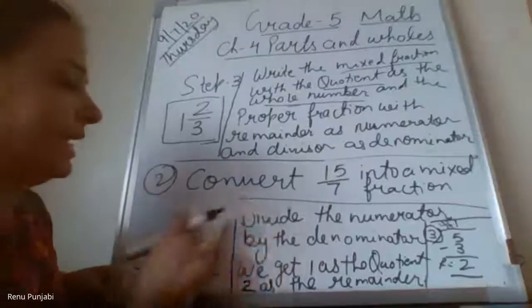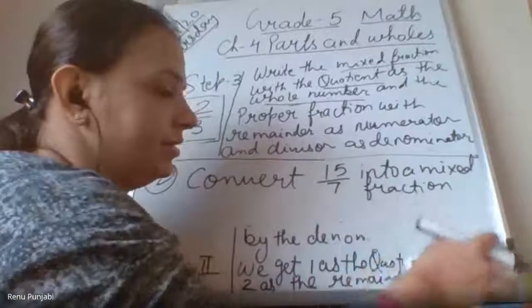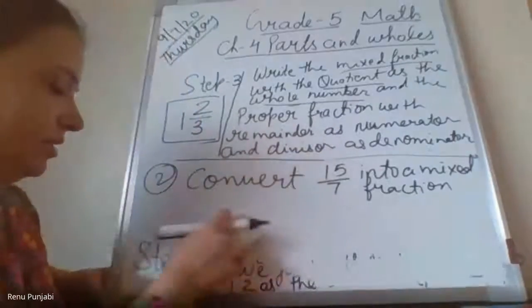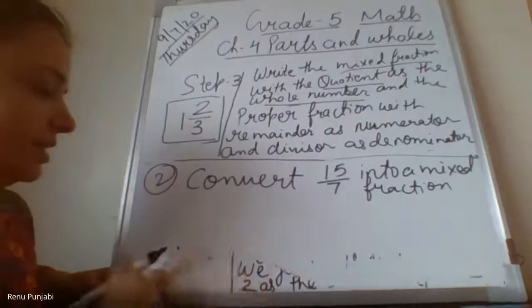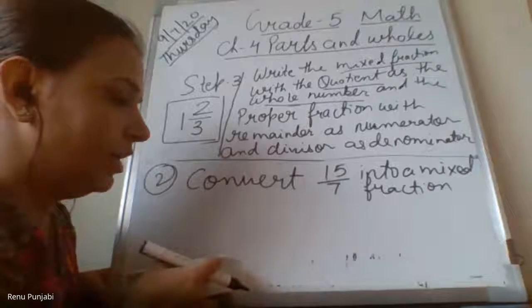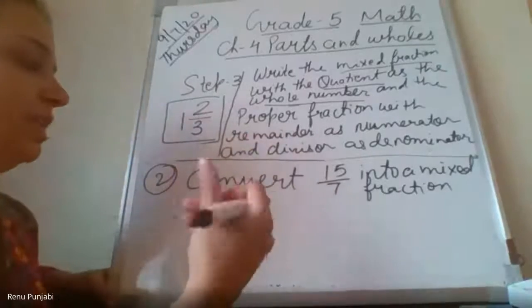So now the second question. Repeat the question: 15 upon 7. 15 is the numerator, 7 is the denominator. Convert it into a mixed fraction. Many of you are giving me the answer in the chat box. Good.